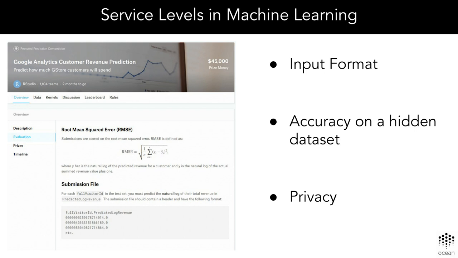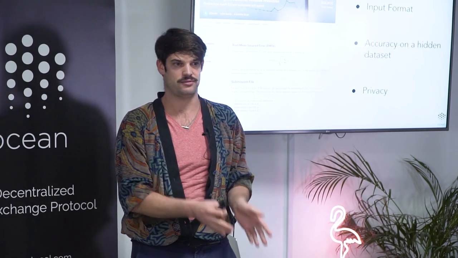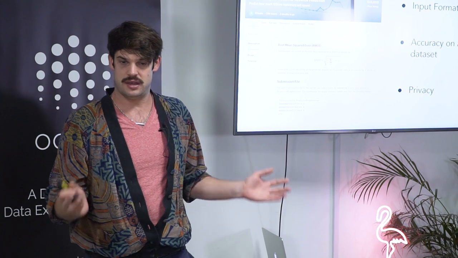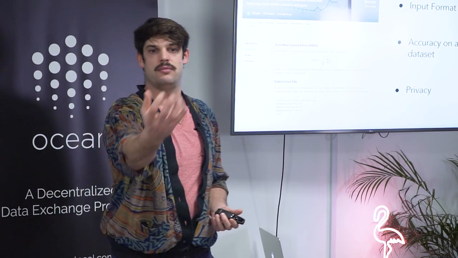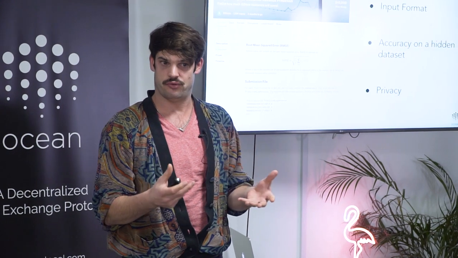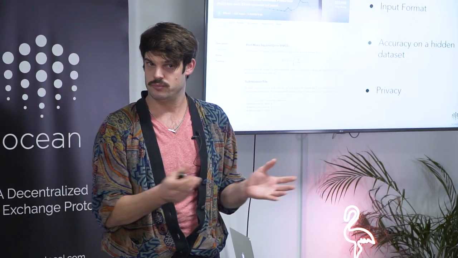Now, if we're looking at machine learning, we're not looking at uptime as being the main qualifier of performance. What we're looking at is, for example, did you provide the right format of data or the right format of your model? Are we using the same type of language in columns? If I have a hidden data set and you bring me a model, how well does that model perform on my data set? Can I compute an error?